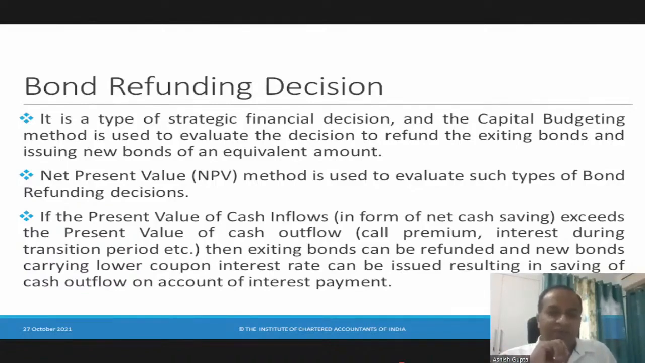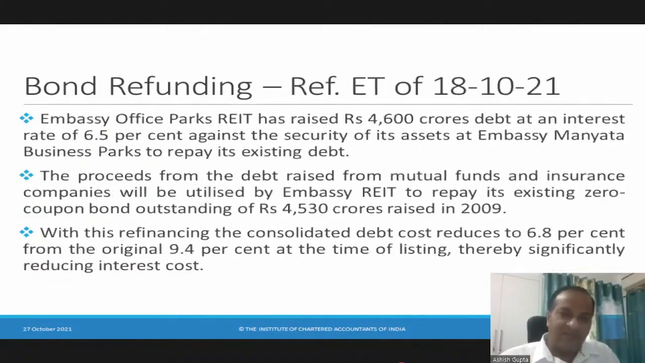Then the existing bonds can be refunded and new bonds carrying a low coupon interest rate can be issued, resulting in a saving of the cash outflow on account of interest. Now in this case, let me quote one example. This is the latest example, and the reference is the Economic Times of 18th October. Just read the slide carefully.